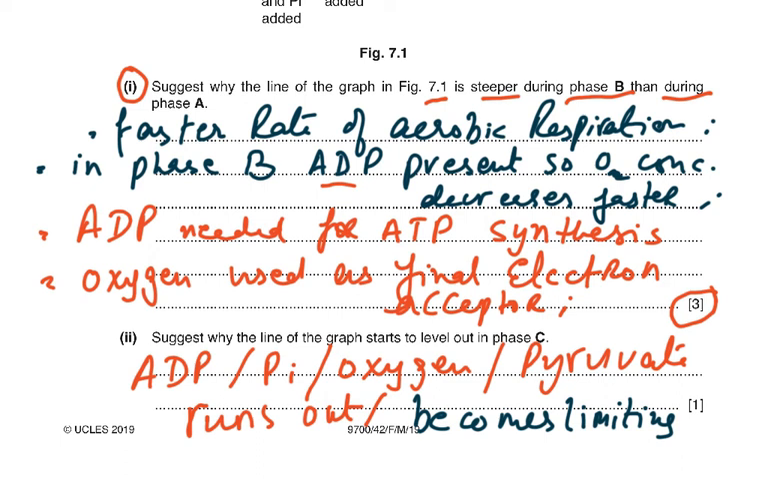Suggest why the line of the graph starts to level out in phase C. Naturally, because something is running out. It could be ADP, it could be Pi, the inorganic phosphate, it could be oxygen, it could be pyruvate, and that becomes the limiting factor. So whenever something levels out, there has to be something which is limiting it, something that is really decreasing the rate. That's why we do limiting factors in photosynthesis.